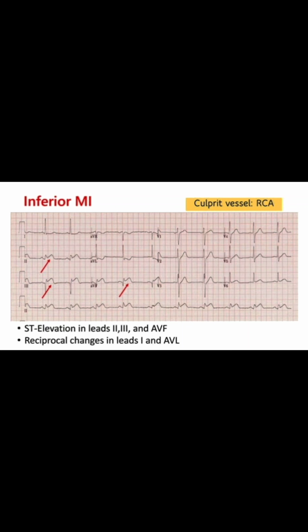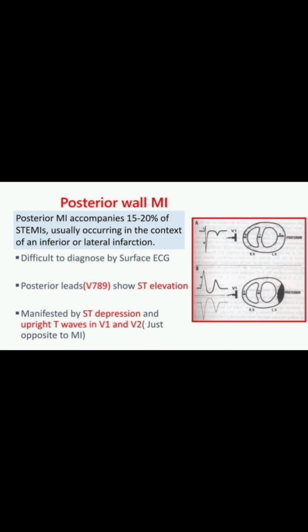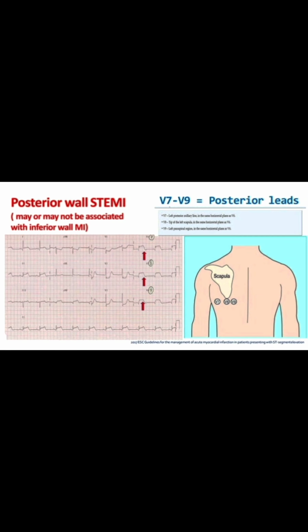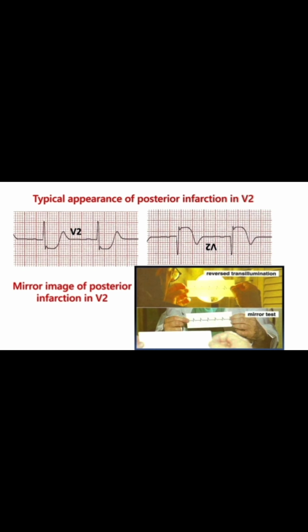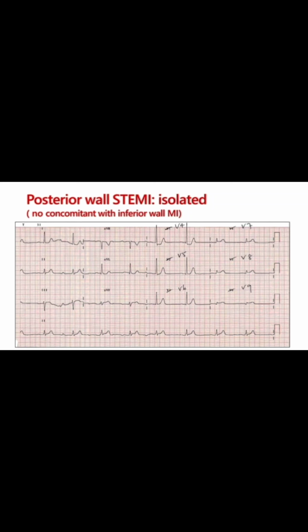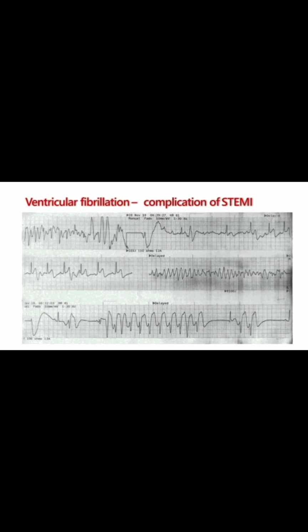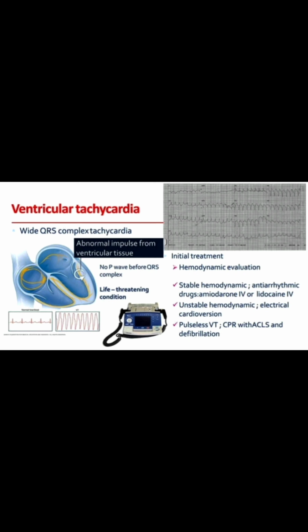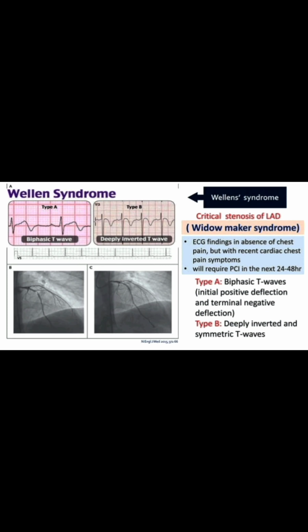Culprit is RCA. Posterior wall MI is manifested by ST depression and upright T waves in V1 and V2, just opposite to MI, so it is difficult to diagnose. In V1 and V2 there are particular features. Posterior wall MI needs V7 to V9 leads and it can be associated with inferior wall MI or isolated. Ventricular fibrillation is a complication of STEMI and tachycardia also is a complication.